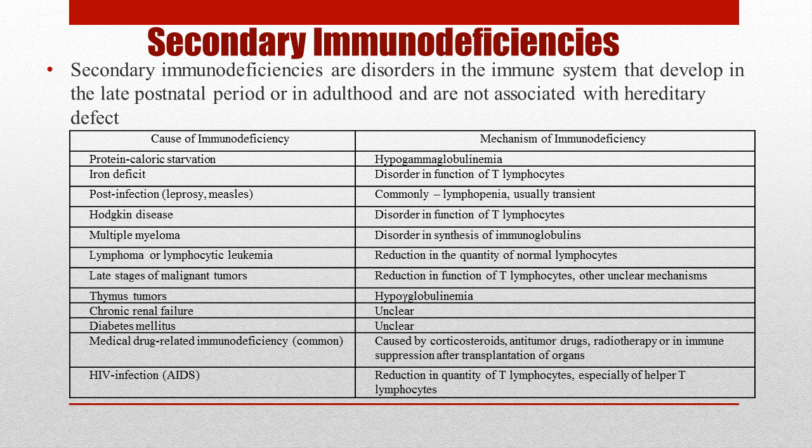Secondary immunodeficiencies. Secondary immunodeficiencies are disorders in the immune system that develop in the late postnatal period or in adulthood and are not associated with hereditary defects. Please see the table below for examples.